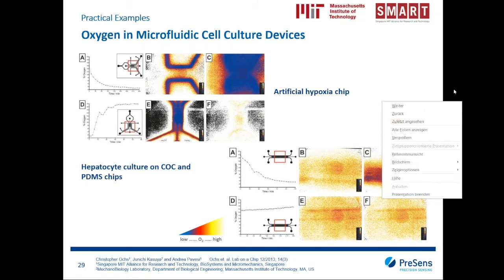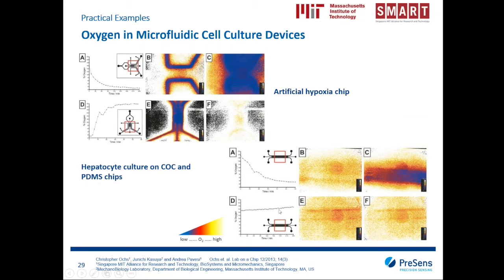Today I want to focus on that lower part in here, which is on a hepatocyte culture on different chip materials. The first row is on COC chips, and the second row is done in PDMS chips. COC is a chip material that is not permeable to oxygen, and what happens is that during culture, the cells consume the oxygen, and with time, the oxygen levels within the cell culture channel drop down, and you get hypoxic regions. So you do not have static cell culture conditions.